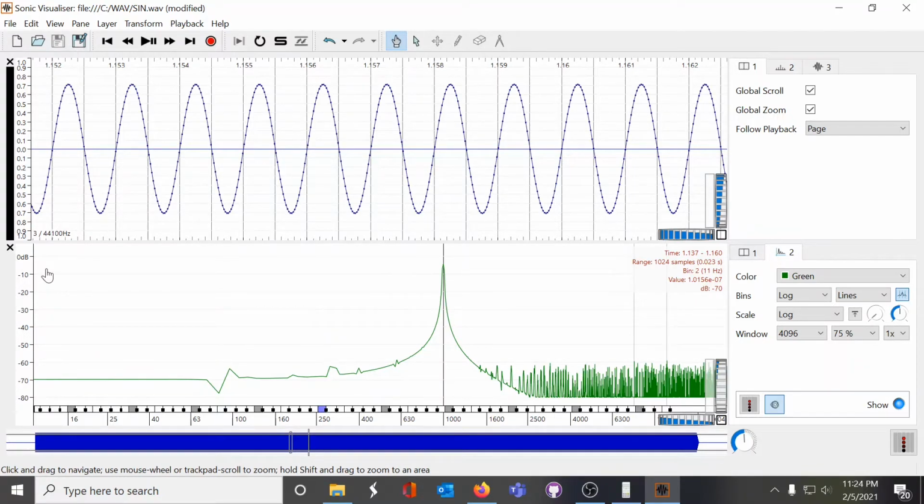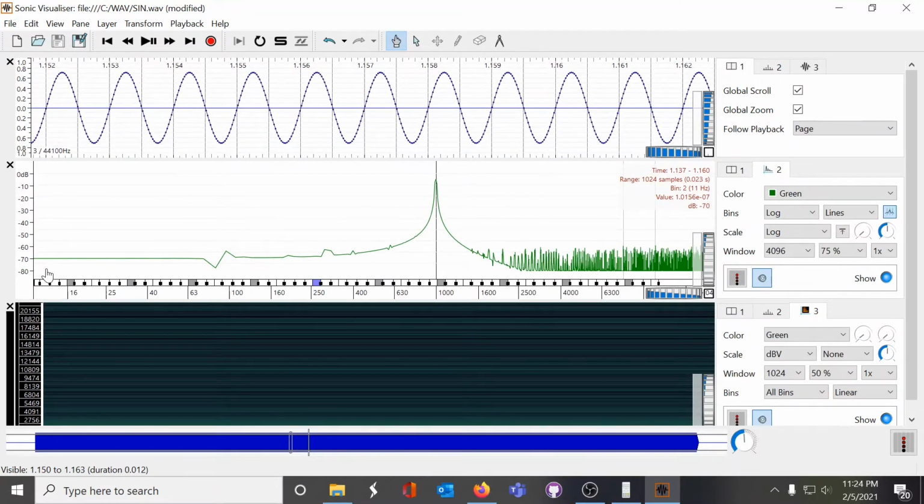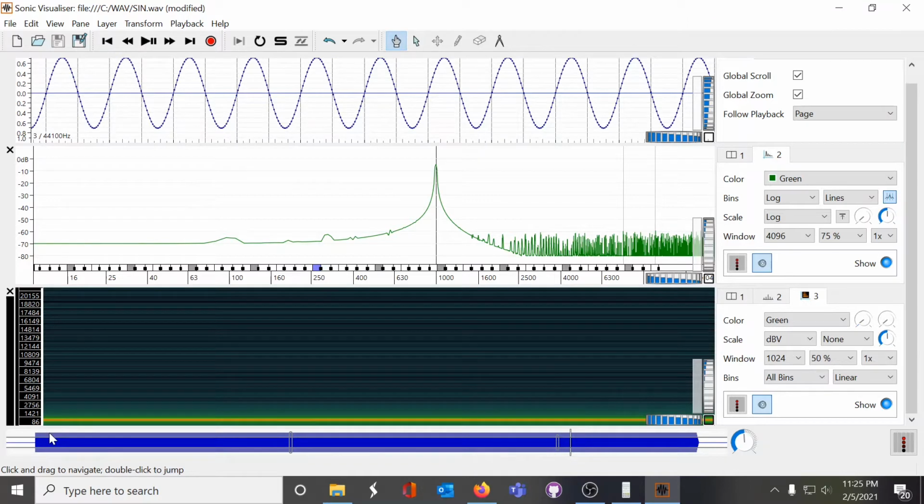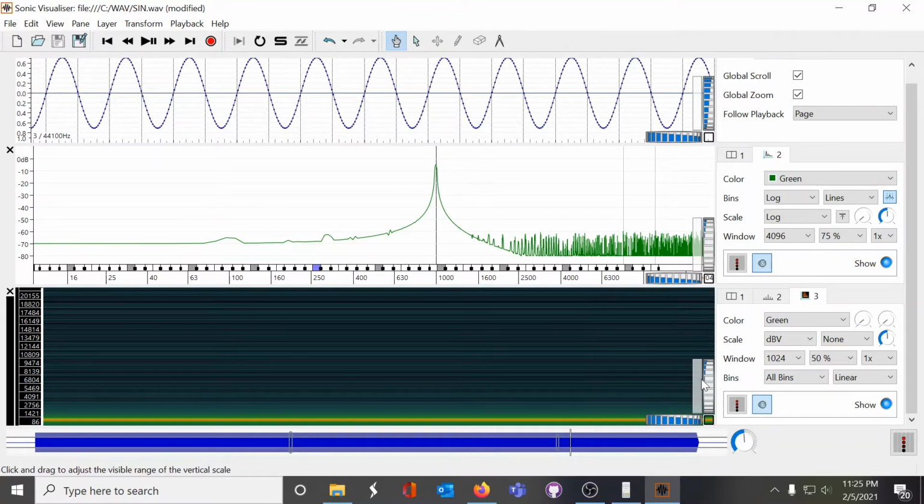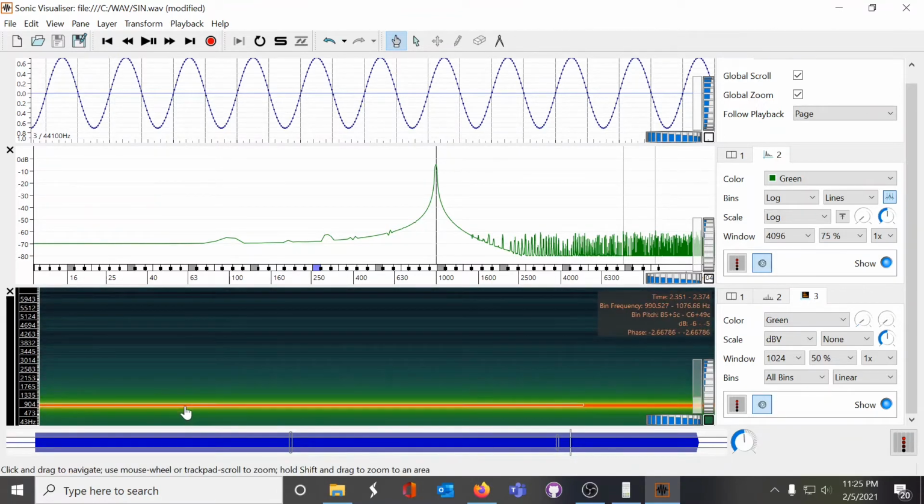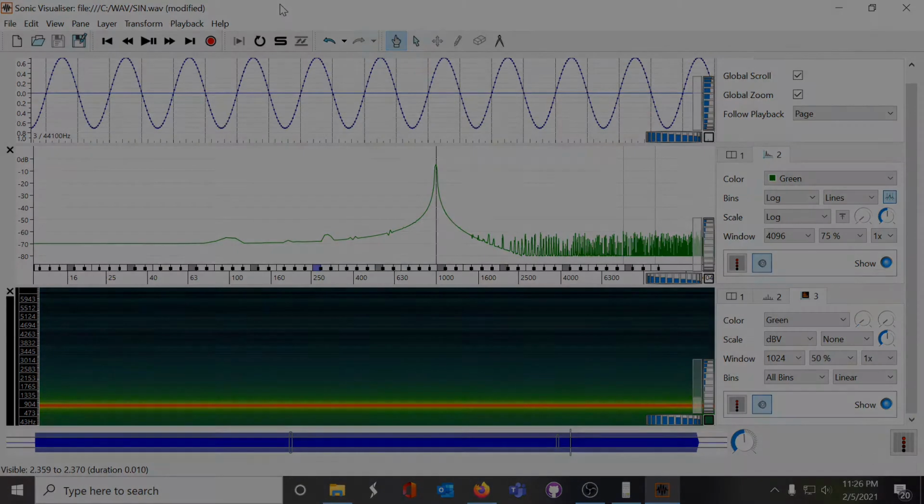Sonic Visualizer also provides a spectrogram. The spectrogram has time on the horizontal. It has frequency on the vertical axis. The intensity changes based on the amplitude of our signal, but it's amplitude at a particular frequency. So if we were to zoom in, we can see that this bar right here is at 1 kilohertz. So you could say that all three displays provide the same information, they just have different ways of doing it, and each one has certain advantages depending what you're looking to do.